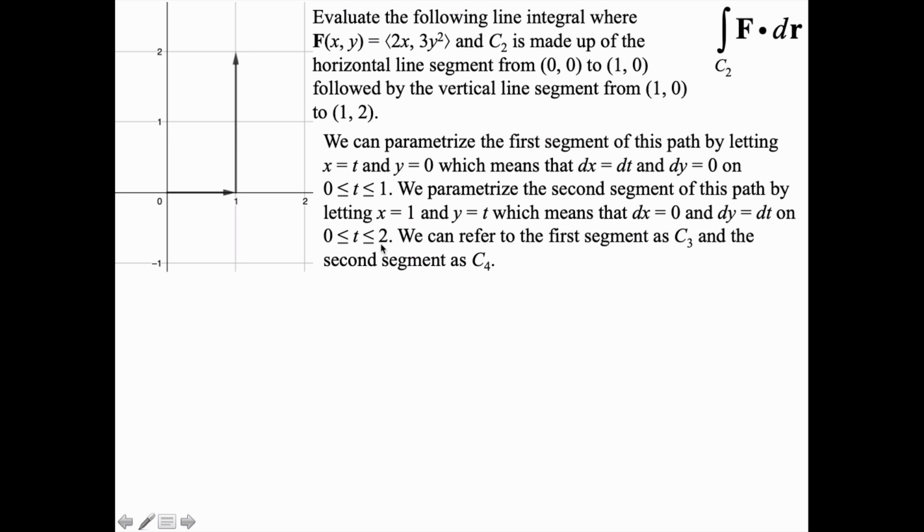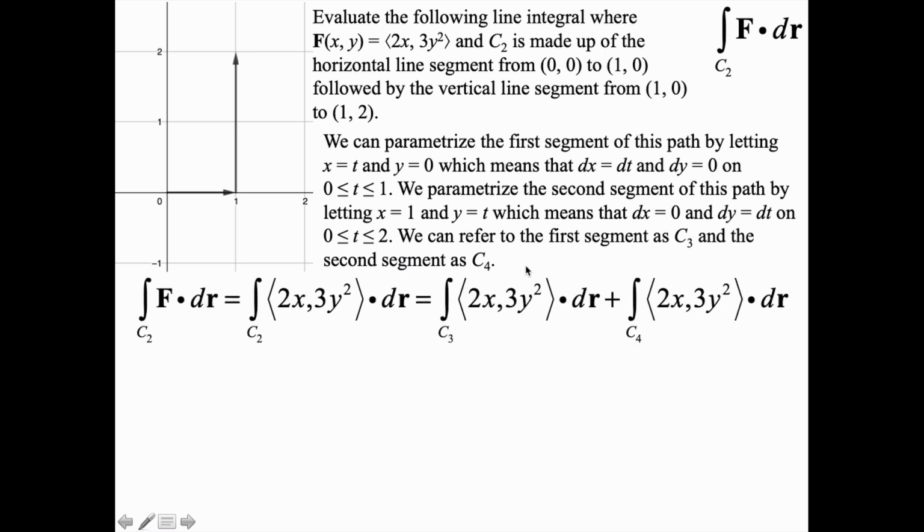And we're going to refer to the first segment, this horizontal piece, as curve sub 3, and this vertical piece from (1, 0) to (1, 2), we're going to call that curve sub 4. So again, going along this curve, all taken together, we called it curve sub 2. Now we're going to break it up into the horizontal piece, we call it C sub 3, and the vertical piece we'll call it C sub 4.